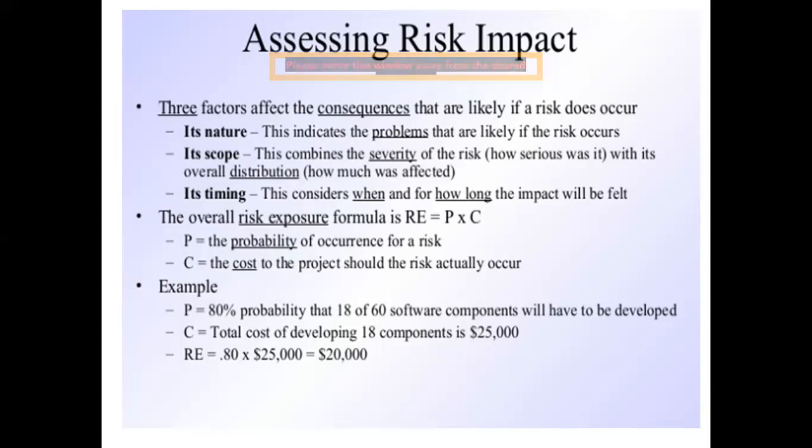So this is not the complete cost of the project, but the cost of only 18 components, not of 60 components, because till now we have developed only 18 components. So this is the cost of the 18 components out of 60 software components. What is the cost? Here we indicate this by capital C, and this is equal to $25,000.